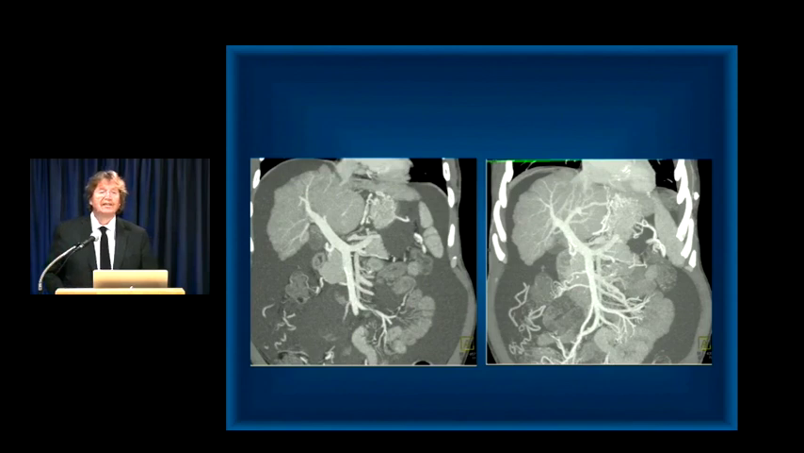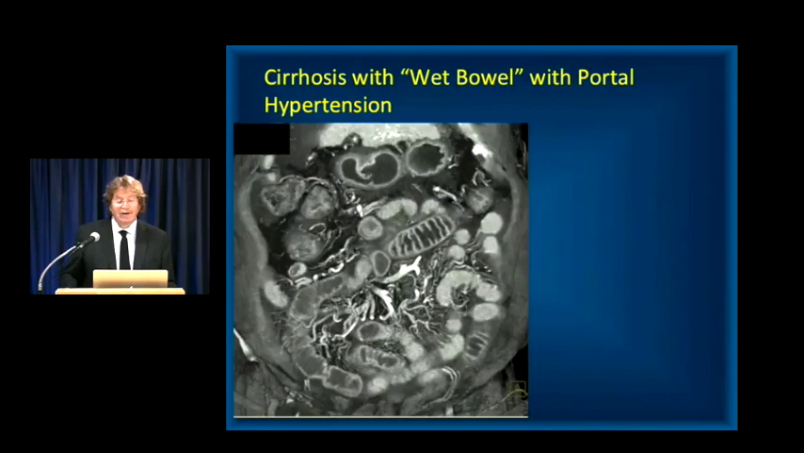And I particularly like the MIP for looking for any neovascularity, as well as looking for the irregularity of the vessels, as well as for showing the patterns of collateral pathways. Now, in this case, I mentioned the wet bowel pattern. Wet bowel is common in patients with cirrhosis and portal hypertension. It involves both small bowel and large bowel.